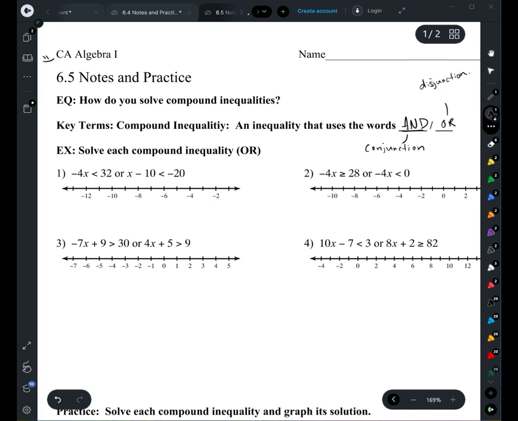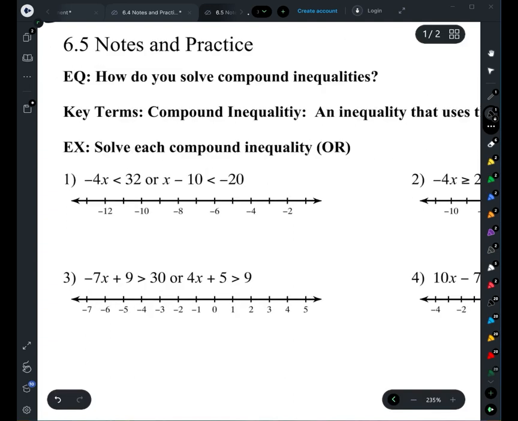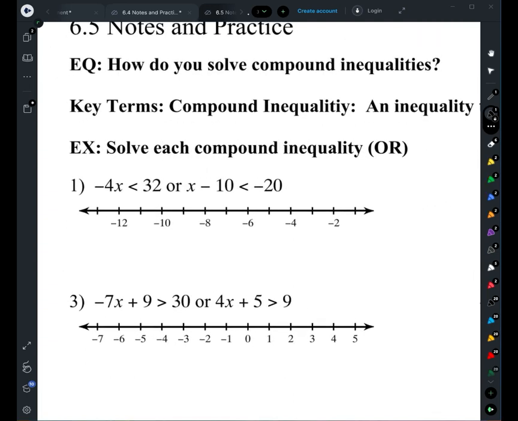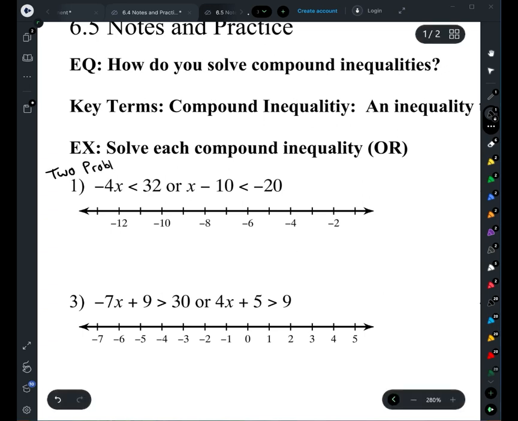Today we're going to look at the disjunctions of "or", and really they're not that bad. You just have two problems for the price of one. In this scenario, negative 4x less than 32, you want to solve that just like a regular old inequality. Divided by negative 4, divided by negative 4, that's going to switch our sign, and x is going to be greater than negative 8. On the other side, we have "or" the other problem. So x minus 10 less than negative 20, we're going to add 10. So x is less than negative 10.